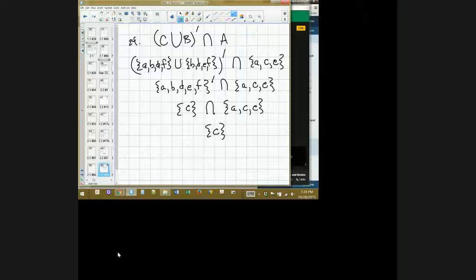So what happens when you join those together? A, B, C, E, F. Okay? Don't forget, you still have to take a complement of that. What's the complement of A, B, D, E, F? You have to compare it to the universal set when you're going to do the complement. And there's only one thing missing from the universal set, C. So the left side comes out to C. Now intersect that with A, C, E. What's in common? It's C.